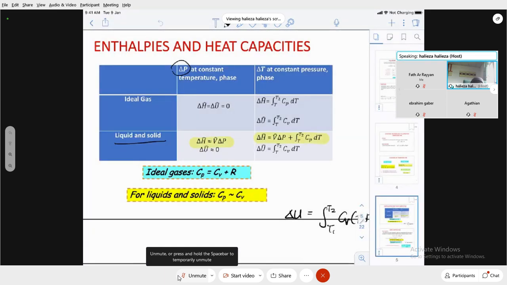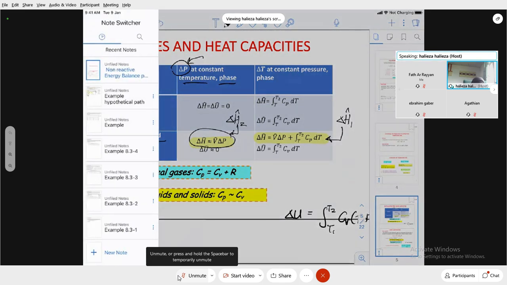So let's look again at that table. Constant temperature, constant phase. Only a change of pressure. So this is the equation that you need to write down for that second step. For the first step, we already did that. We got this equation for the first step just now. Now, for the second step, the change in the enthalpy, we need to write that equation. So let's go back to our example.